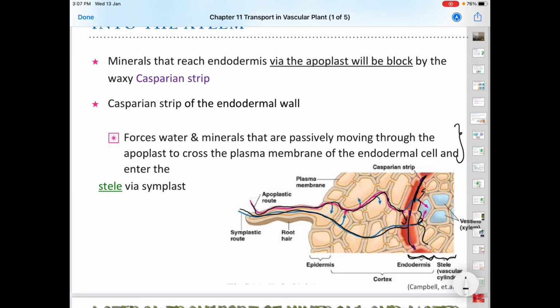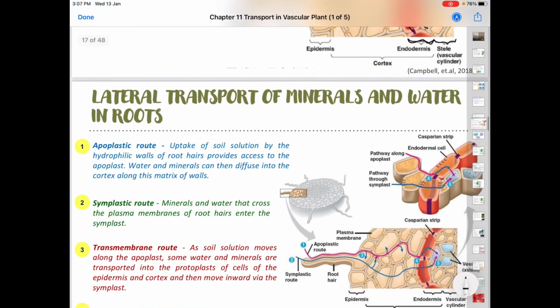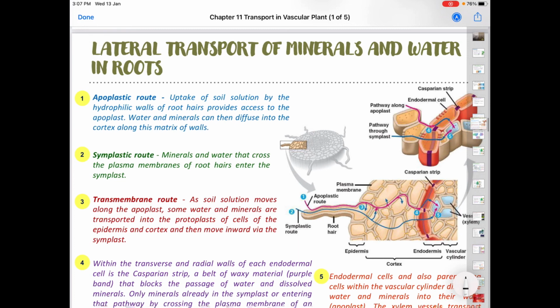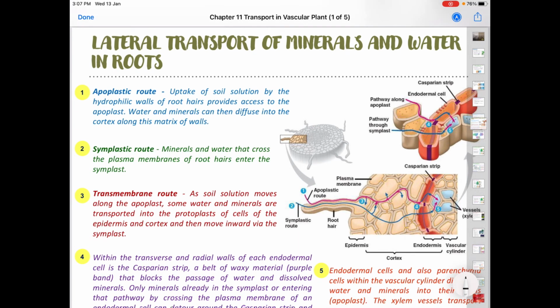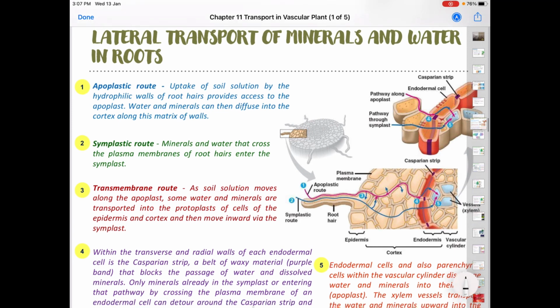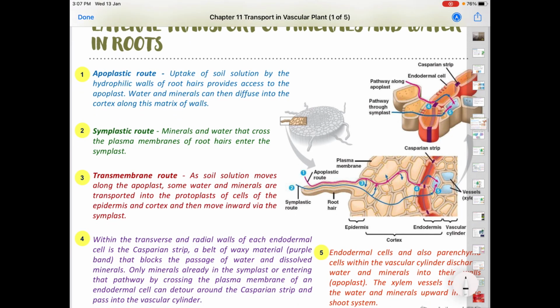So they cannot pass through the Casparian strip. They will force water and minerals that are passively moving through the apoplast to cross the plasma membrane of the endodermal cell and enter via the symplast, by the symplastic route. This is another view, or description, of the lateral transport of minerals and water.